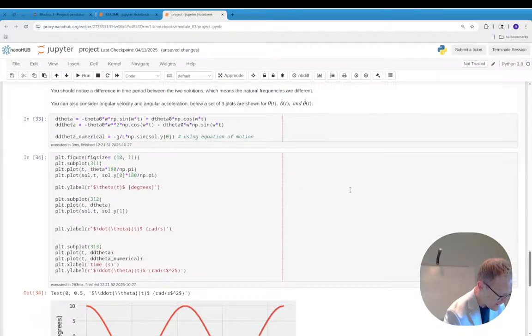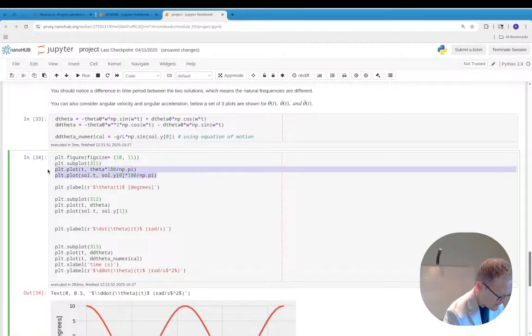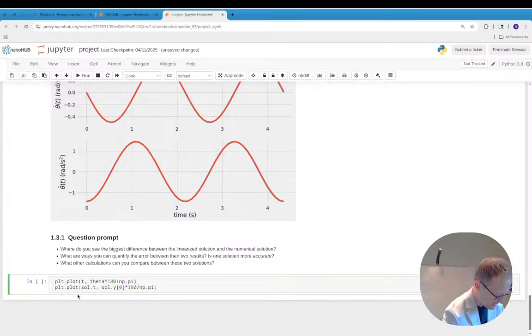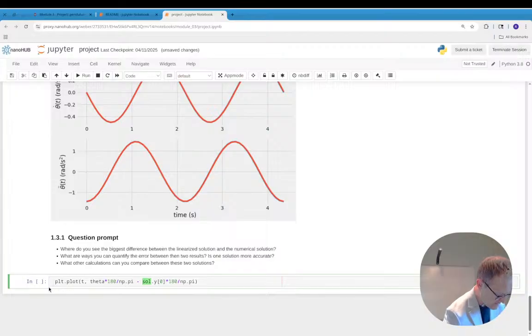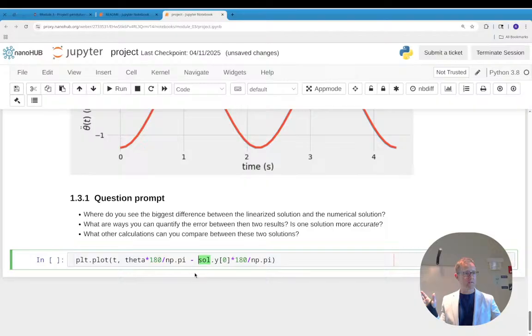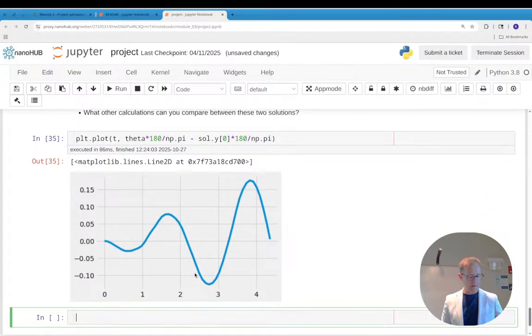I'm just taking the plot from above, but I'm going to turn it into one plot. Right now I'm not deciding which one's more accurate. I'm just going to look at the difference. This is a great way to figure out that if it's always 0, then there is no difference. They're both giving us the same answer. But what we see here is that there is a growing difference.